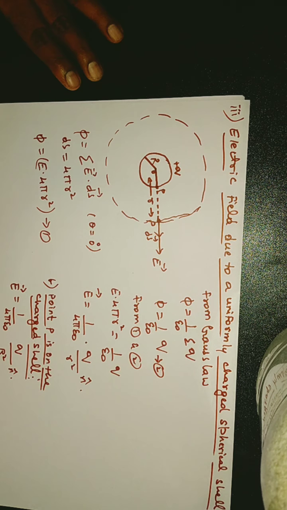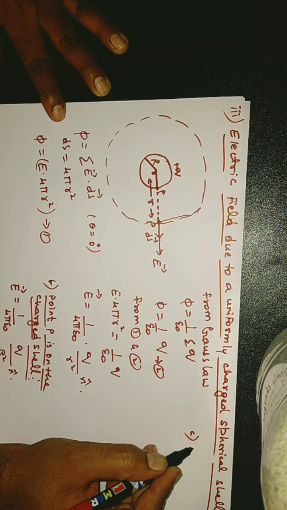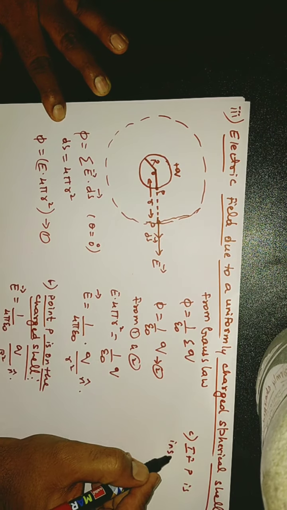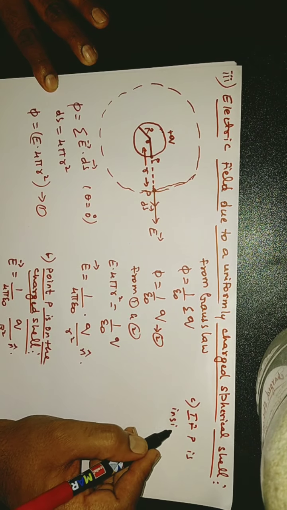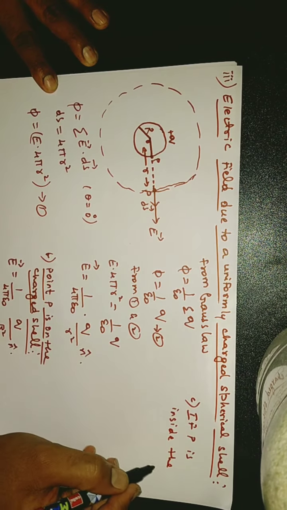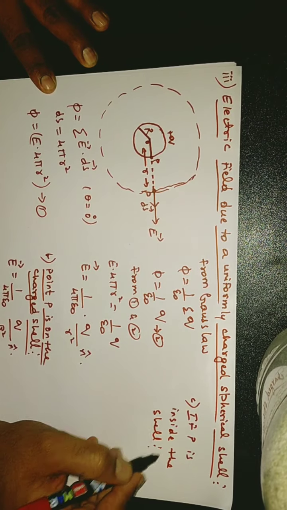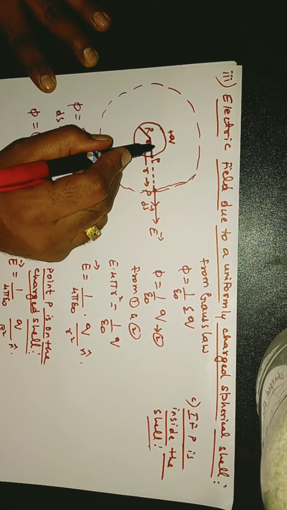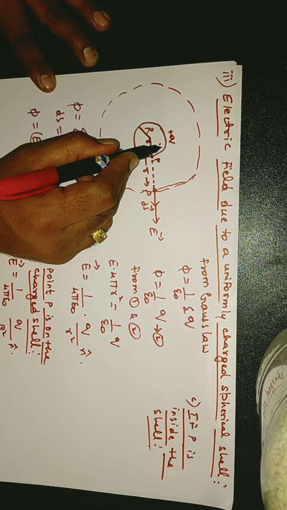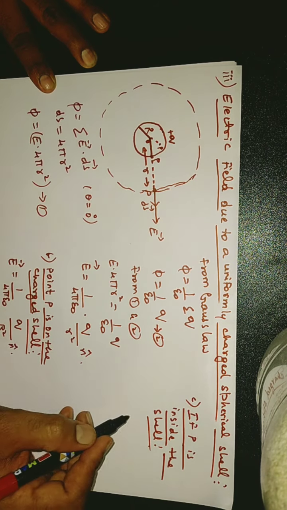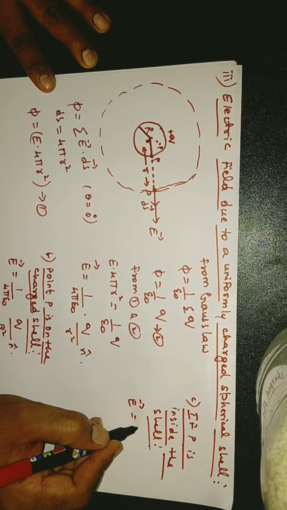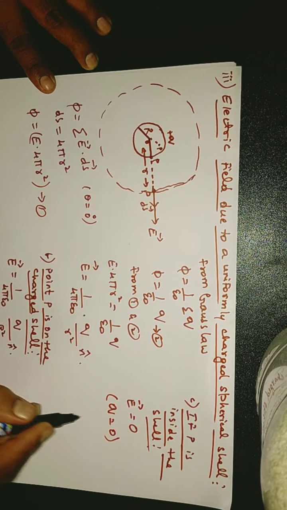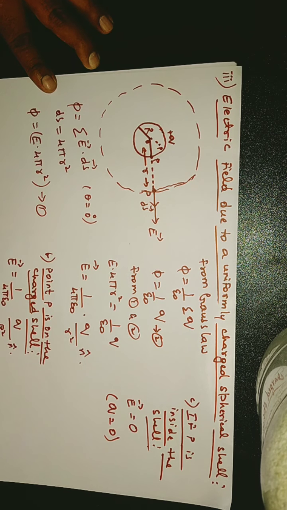Now, if the point P is inside the shell, like this, if the point P is within here somewhere, what will be the expression? In fact, E will be equal to 0, because inside the shell you know that Q is equal to 0. So Q becomes 0, so E also becomes 0.